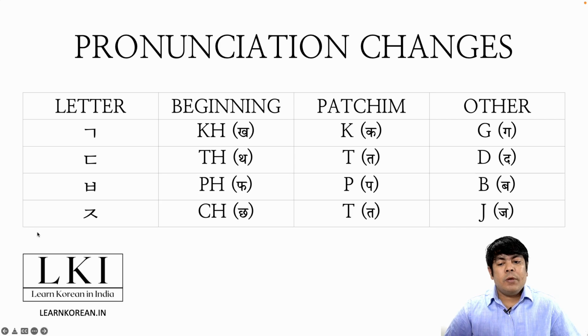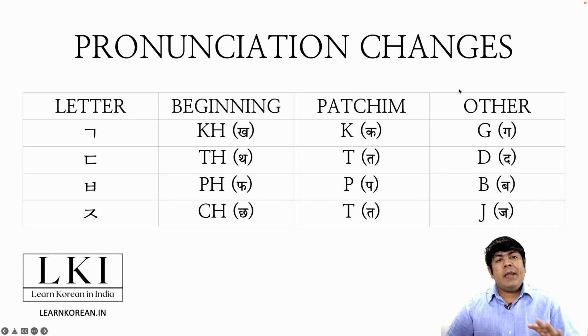Here we have 4 very important and frequently coming letters in Korean words, and those are k, th, p and ch. These are the basic sounds. If they are coming in the beginning of the word, this is how we will pronounce them. But if they are coming in Pachim, then their sounds will become different: k, strong k, th, p, and this one will also be th. We will look at the Pachim part again later on in the next lesson. For the time being, let's focus here on this part. If it is coming in the beginning, the sounds will be like this. In Pachim, it will be like this.